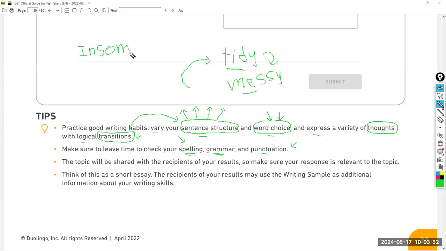Now, because you don't know how to write this word, you can define this word. The meaning of insomnia is what? Is the inability to sleep. So notice that the inability to sleep is the definition of insomnia. So this is the meaning of writing the definition.